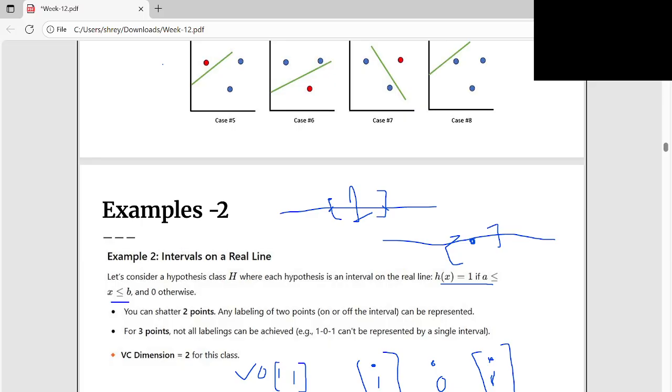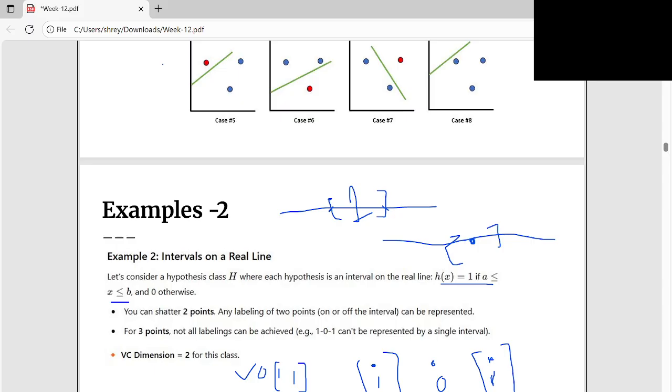Clear? Understandable? Yes. Okay, so it means for 3 points these intervals will not work, will not shatter. So the VC dimension of this class is 2. Okay, so similarly your hypothesis can be anything.